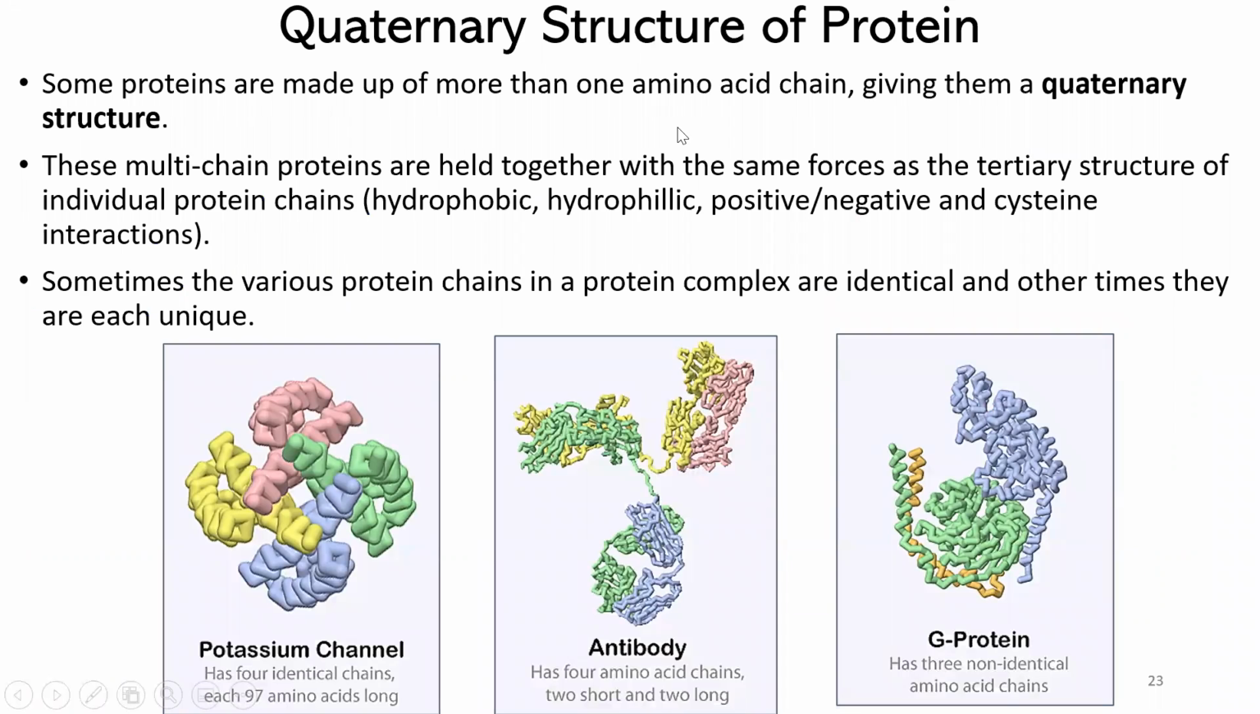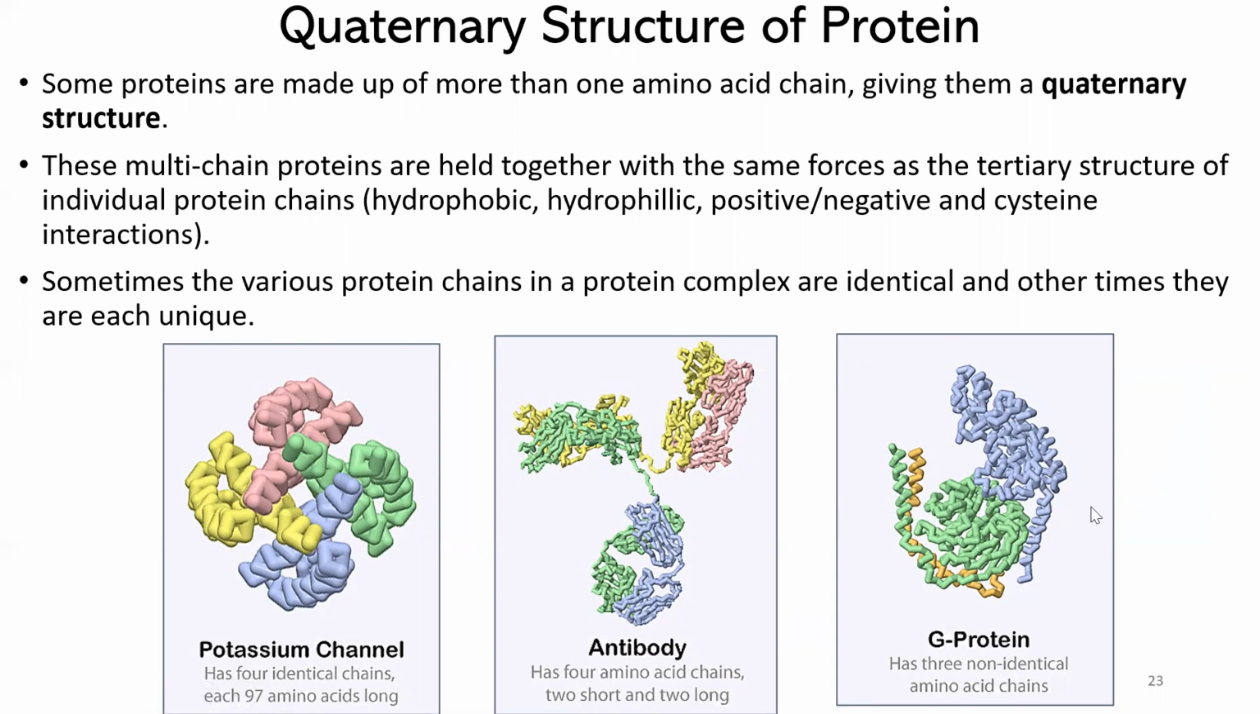So some proteins, like we said, are made up of more than 1 amino acid chain, and that's what gives them quaternary structure. These chains are held together with the same force as the tertiary structure, which we have just discussed. So some of these could be potassium channels, antibodies. You read so much about antibodies, all these different colors, they each symbolize one big peptide. Then there is G protein. This is like 3 non-identical chains. And this one antibody has, let us see, 4 amino acid chains, 2 short and 2 long.